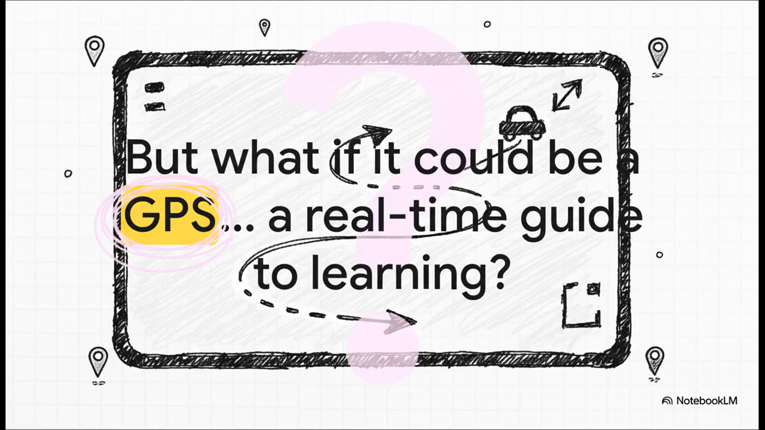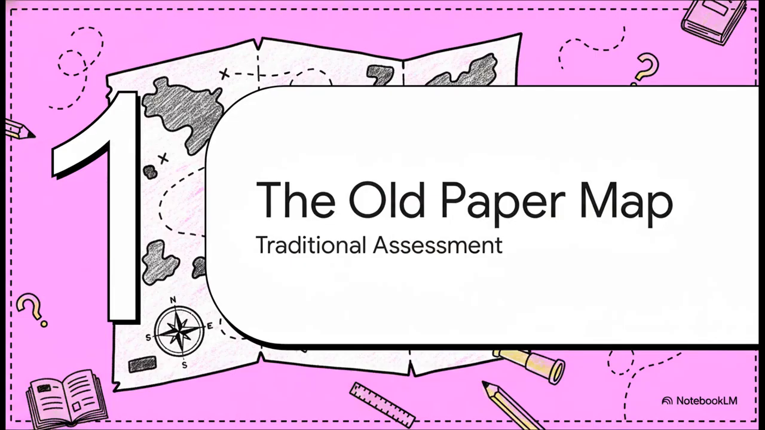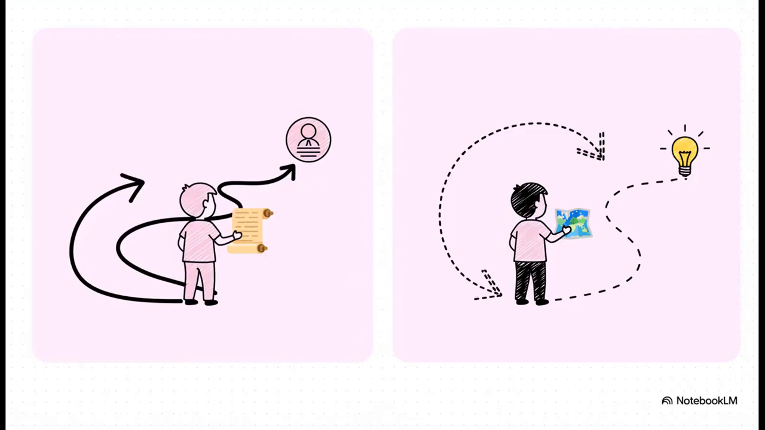So what if we just flipped the model completely? What if assessment wasn't a look back at a trip that's already finished, but more like a live, turn-by-turn guide? One that helps students navigate learning and reroutes them the instant they get off track. To really get this new approach, we first have to understand the old one, what we're calling the paper map model of assessment.